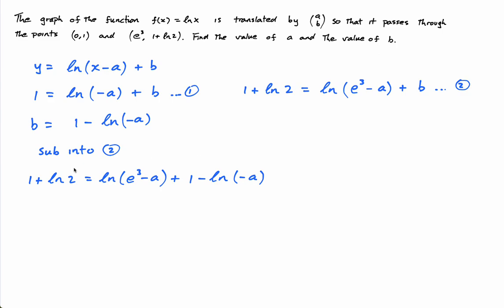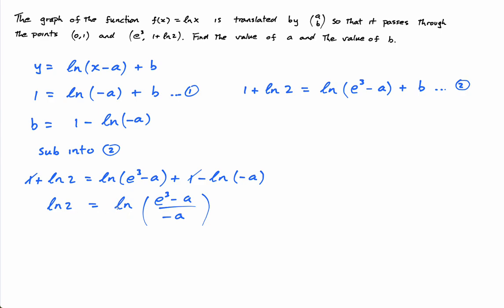Okay, now the 1's cancel quite nicely. So these 1's cancel. 1 minus 1 is 0. This is ln of 2, and I'm going to combine these logs here. So this is going to be ln of, it's this minus this, which is the same as e cubed minus a over minus a. That is because ln of a minus ln of b is equal to ln of a over b. That is a rule of logs.